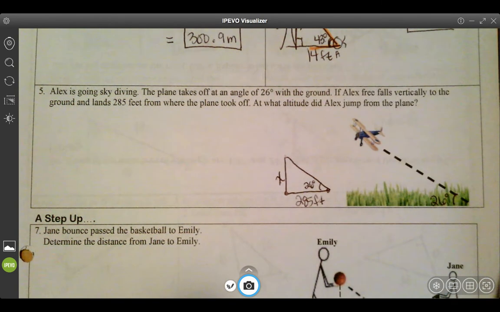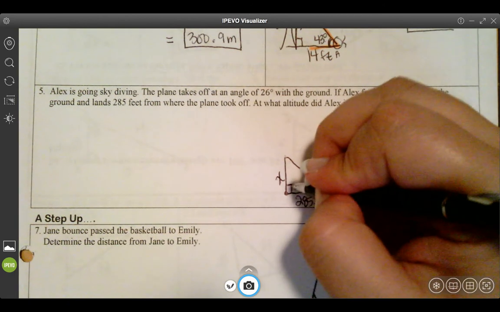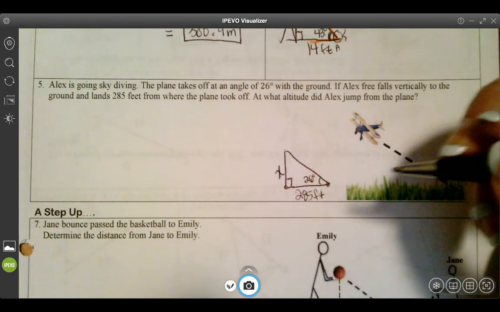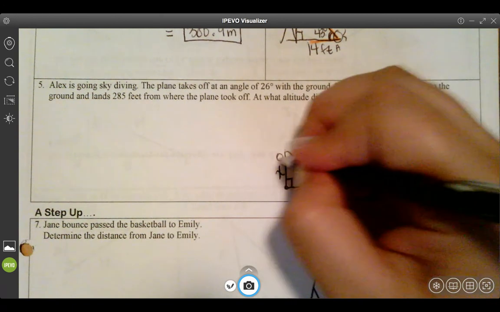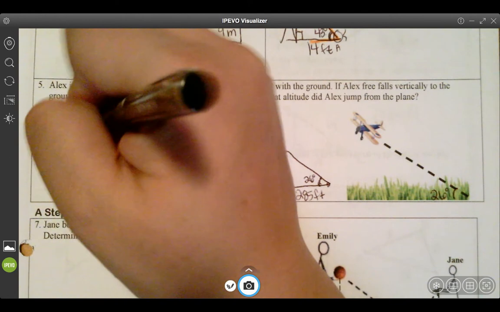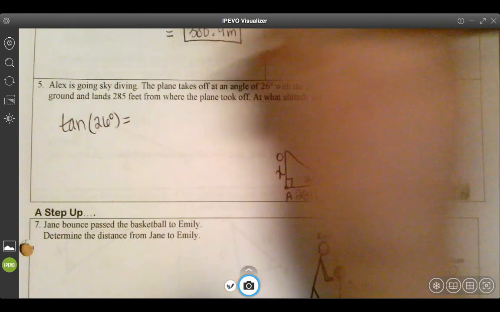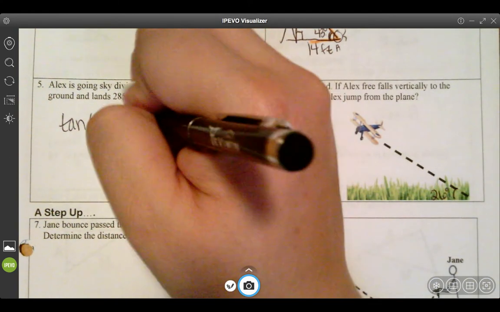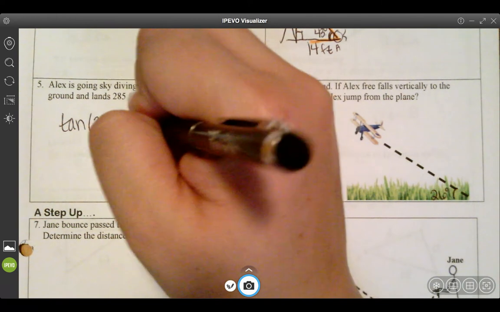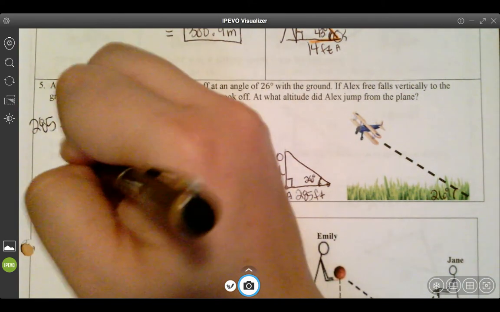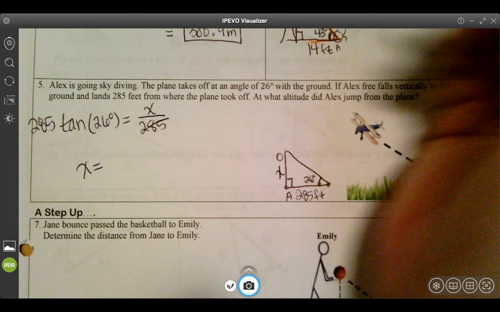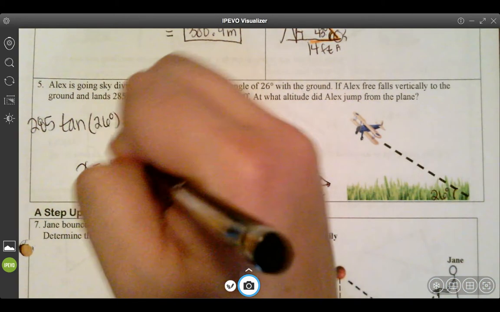So here's x. We know this is a right triangle with one angle and one side length. We need to find the other side length. Here's my reference angle, opposite and adjacent. So that tells me we want tangent of 26 degrees equals opposite over adjacent. Multiply both sides. X equals, into the calculator, we get 139 feet.